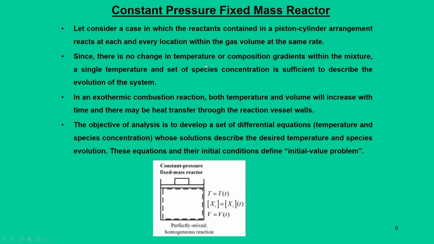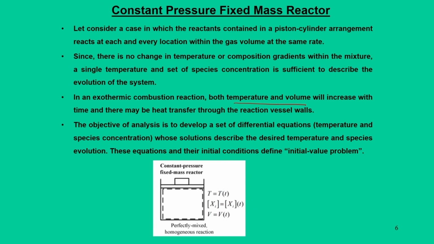Since there is no change in the temperature or composition gradient within the mixture, a single temperature and set of species concentrations is sufficient to describe the evolution of the system. Now if the reaction is exothermic, then both temperature and volume will increase with time, and there may be heat transfer through the reaction vessel as well. Our objective is to model this temperature, volume and species evolution as the reaction proceeds.